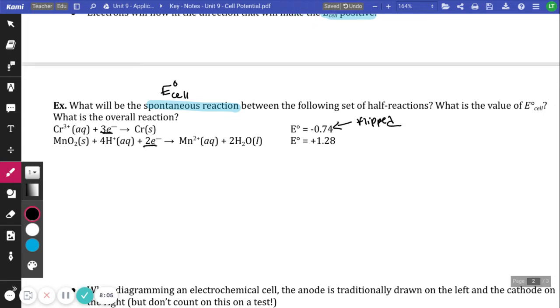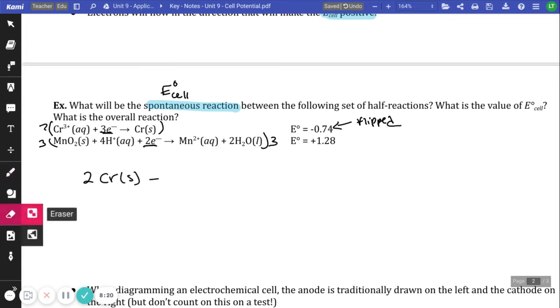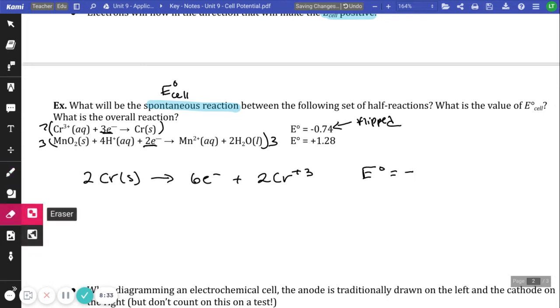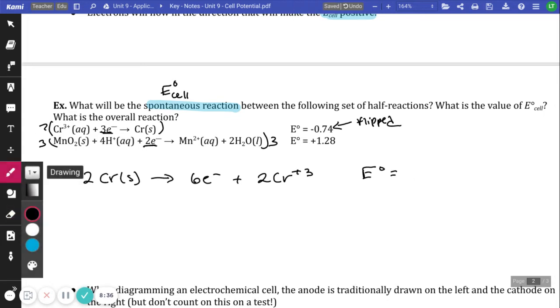So I have 3 electrons there, 2 electrons there. So I'm going to multiply this one by 2 and this one by 3. I'm going to flip my first reaction and I would end up with 2 Cr(s) yielding 6 electrons plus 2 Cr positive 3. And our cell potential is, again, not multiplied by that factor. All that's changed is since we flipped the reaction, we flip the sign of our cell potential. So our cell potential is 0.74.